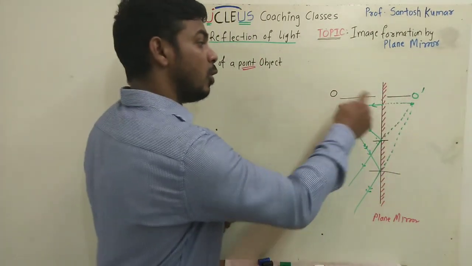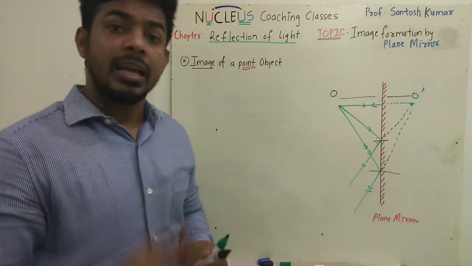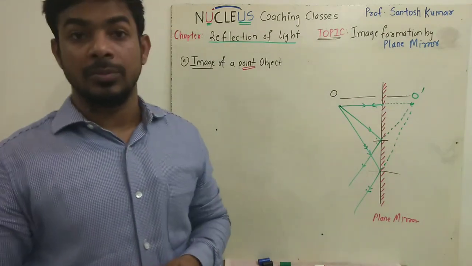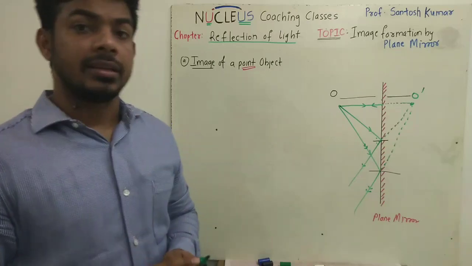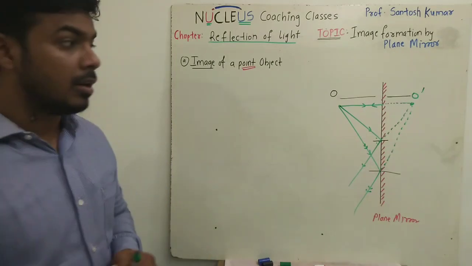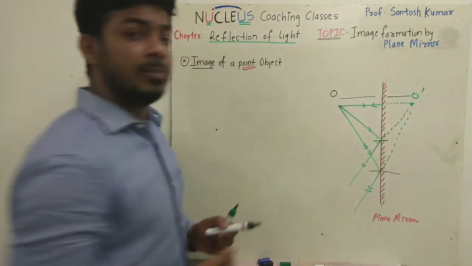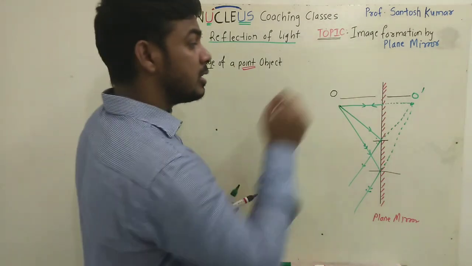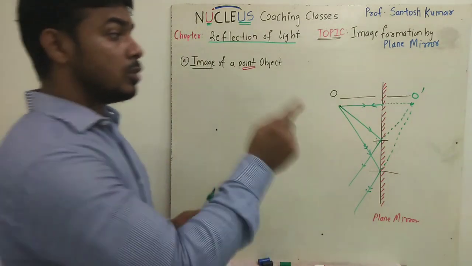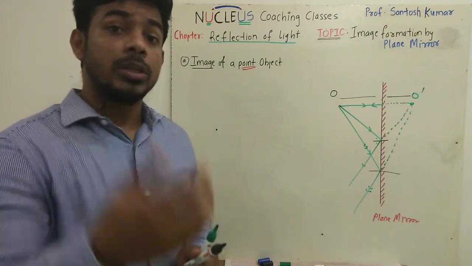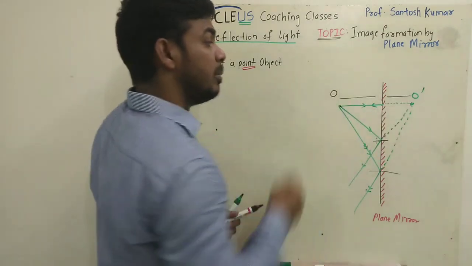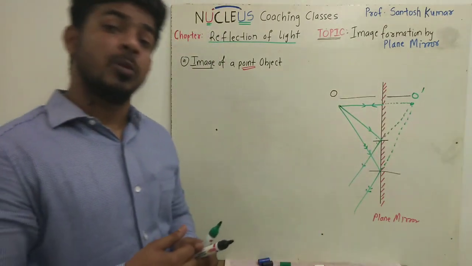That means the distance of the object from the mirror would be the same as the distance of the image from the mirror. So we have got four characteristics of the image from a plane mirror. First, the image is formed behind the mirror. Second, since the image is not formed due to actual intersection, the image is virtual. Virtual is always erect, and the distance of the image would be the same as the distance of the object from the mirror.